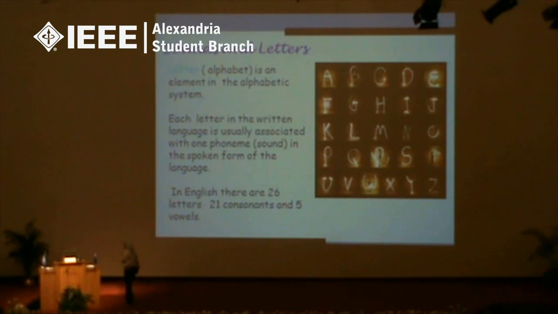Okay, letters, as I said, or the alphabet, is an element in the alphabetic system. Each letter in the written language is usually associated with one phoneme in the spoken form of a language. In English, of course, we have 26 letters. 21 of them are consonants and 5 are vowels.